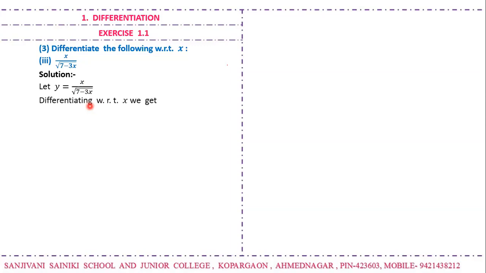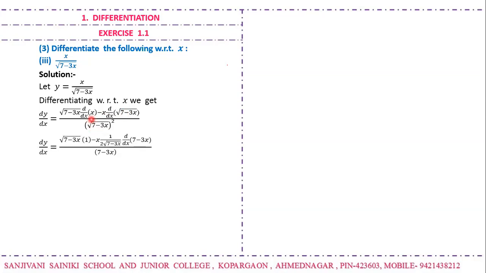Now what is meant by a quotient rule? That you have learned in the 11th standard. Y is equal to u upon v. How to find the derivative of u upon v? So in denominator v square, then in numerator v into du by dx minus u into dv by dx. So this is the quotient rule. Use that quotient rule. The derivative of x is 1 and derivative of root 7 minus 3x.